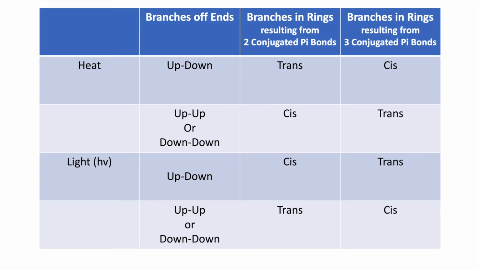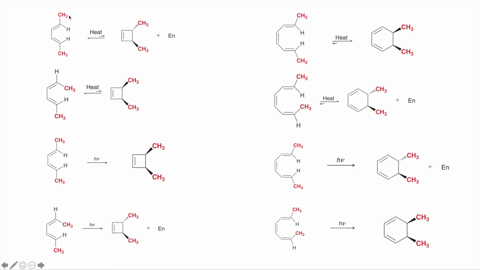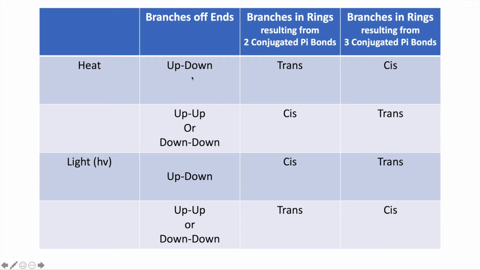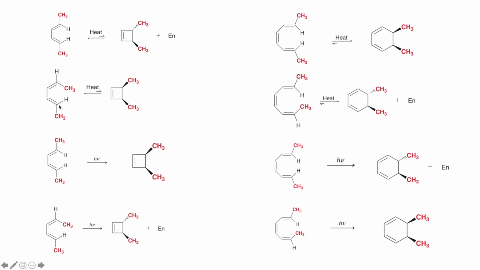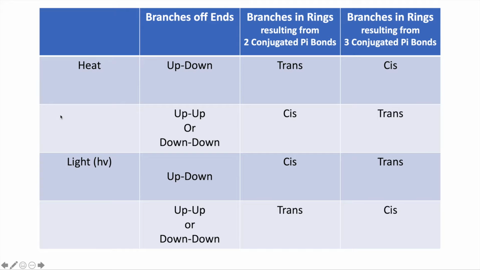So this is just that same information from the last slide, but this time it's in table form. So you have the 2 conjugated pi bonds, the 3 conjugated pi bonds, heat and light, and here you have how the branches are coming off of the straight chain before it forms a ring. For example, here the branch is going up and then down at the 2 ends, so that would be up, down. Here you can see the branches going down, and down. Also, if it were up and up, you'd get the same answer.